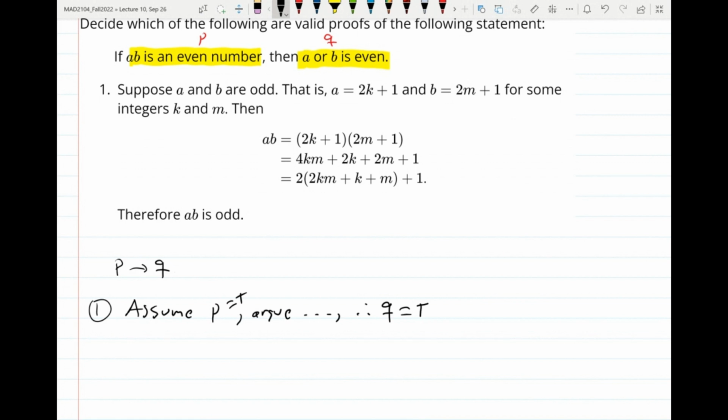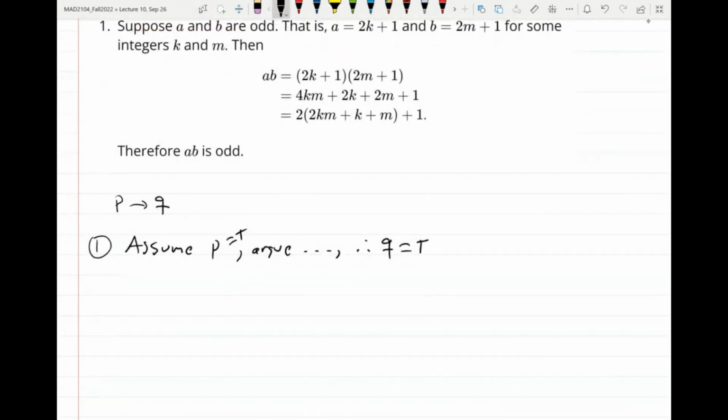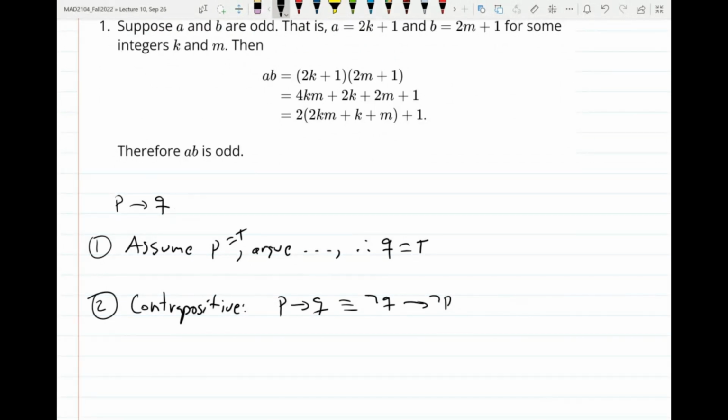Now this doesn't seem to be the approach they're taking, because it says suppose A and B are odd. So what are they doing? They are assuming something about Q. This brings me to the second technique, which you should have read about on Friday, which is proof by contrapositive. What does that mean? Just remember that P implies Q is logically equivalent to not Q implies not P. So if you want to argue that this implication is true, you could do it by arguing that this one over here is true.